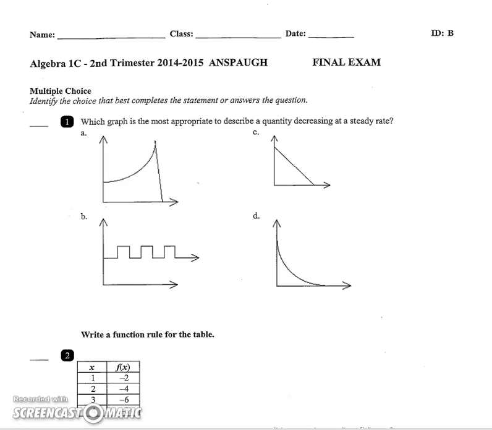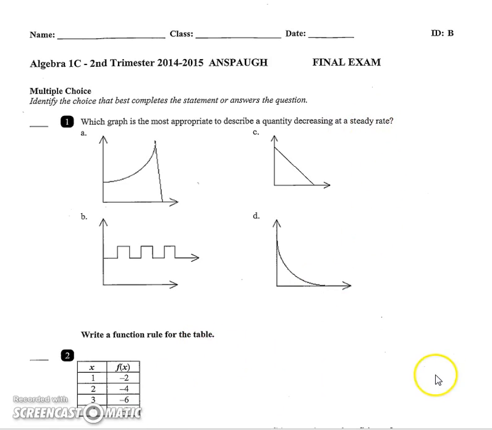I will read each question. In addition to that, I will also give you some helpful tips, tricks, hints along the way so that you can be more successful on each question. So let's begin. Number one, which graph is the most appropriate to describe a quantity decreasing at a steady rate? So you're really focusing on the words decreasing at a steady rate.